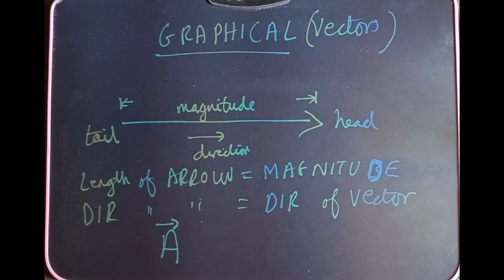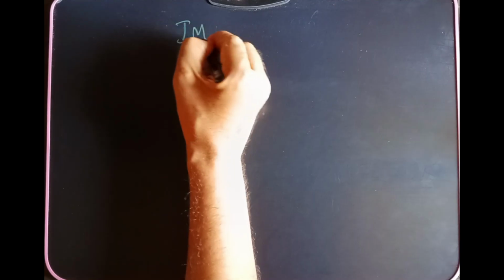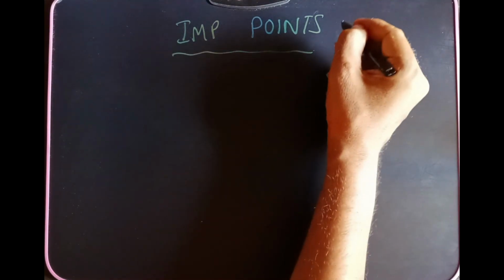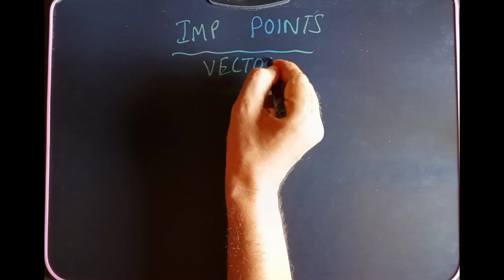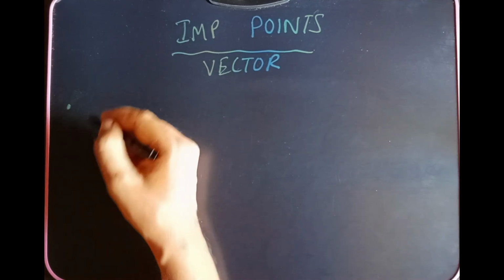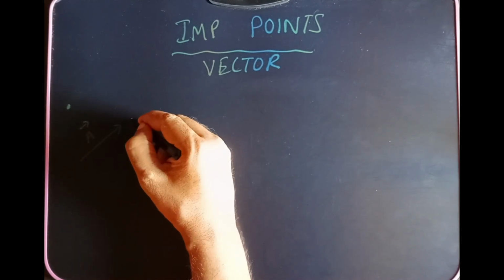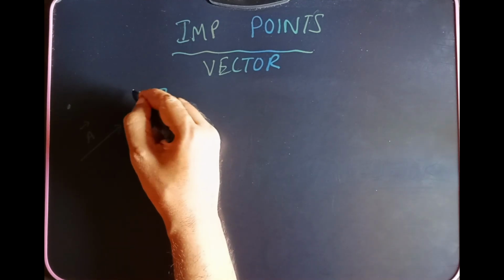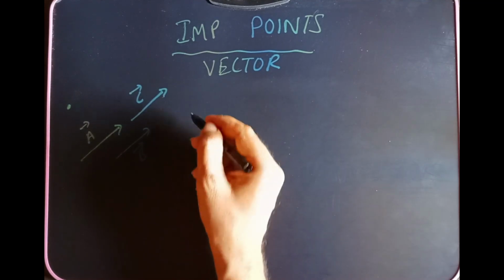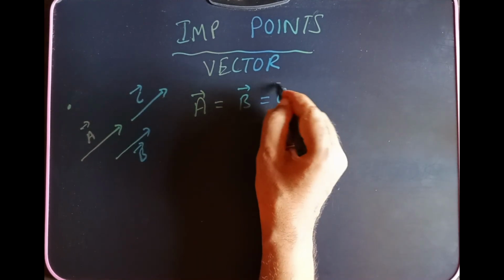So let us see some important points of vector. I will clear this. Important points for vector. The first important point is, if you have one vector like this is A, this is another vector C, then you have a third vector B. Here A vector is equal to B vector is equal to C vector.